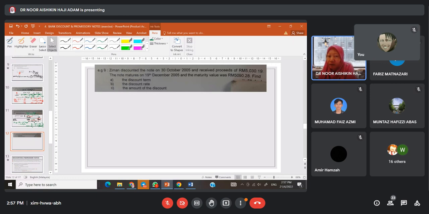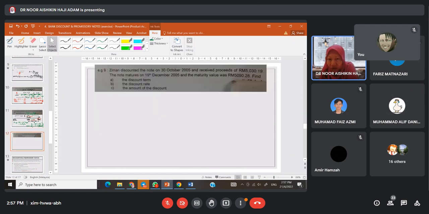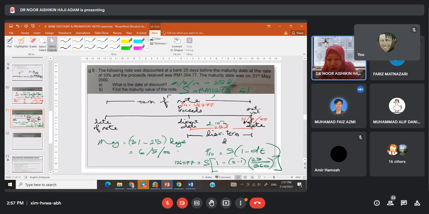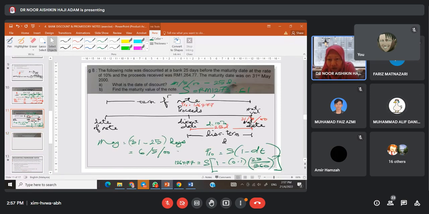So here 30th October 2005 tu apa? Which one? 30th October 2005 tu, you nak letak kat mana? Tengah-tengah. Discount date. Ya, itu adalah discount date. Proceeds nak letak kat mana? Tengah-tengah lah. Di mana ada discount date. Okay. The note matures on 19th December 2005. Nak letak mana? Maturity date. Maturity value dekat maturity date. Betul?